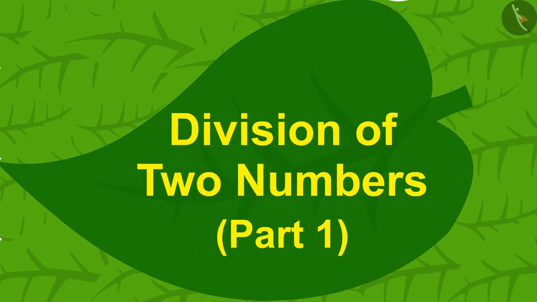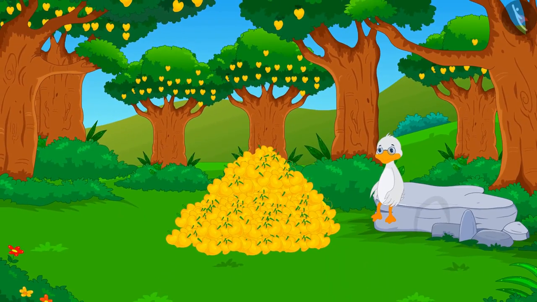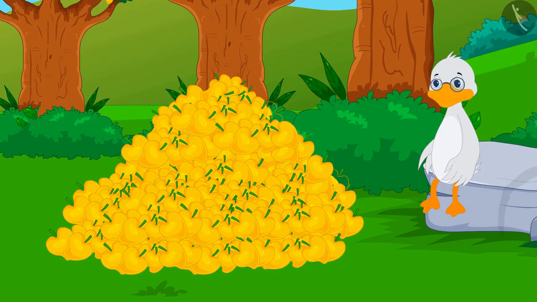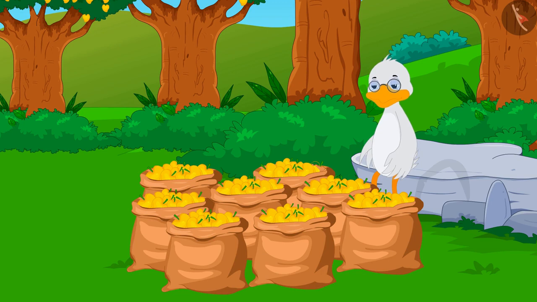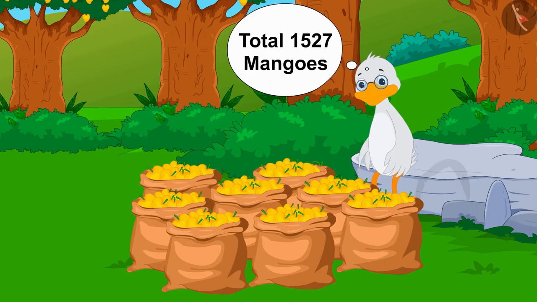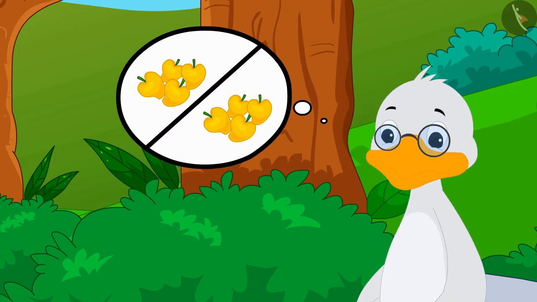Hello kids! In this video, we will learn how to divide two numbers. This time, a lot of mangoes have grown in the garden of Barbole uncle. When uncle counted those mangoes, he came to know that he had a total of 1,527 mangoes. Uncle decided that he would form groups of 4 mangoes and distribute them among the villagers.